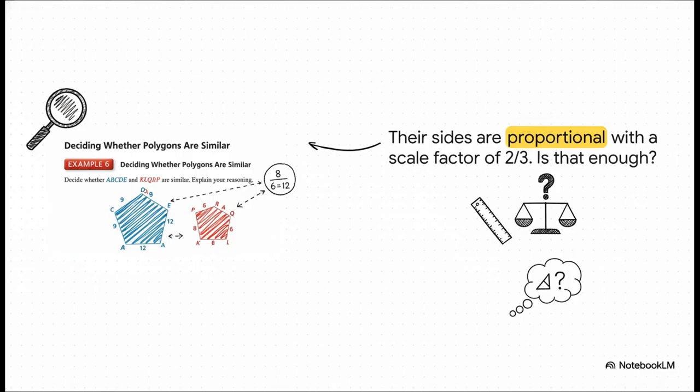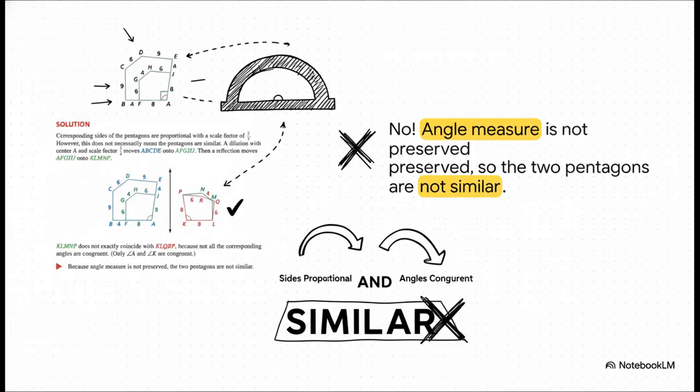So let's test these two pentagons. A quick check shows that, yeah, their corresponding sides are all proportional. The scale factor is 2/3. Looks good, right? So, are we done? Is that it? The answer is no, not even close. And this is a perfect illustration of why we need both rules. See, even though the sides are proportional, when we try to map one onto the other, the angles just don't line up. They aren't congruent. So these shapes are absolutely not similar.